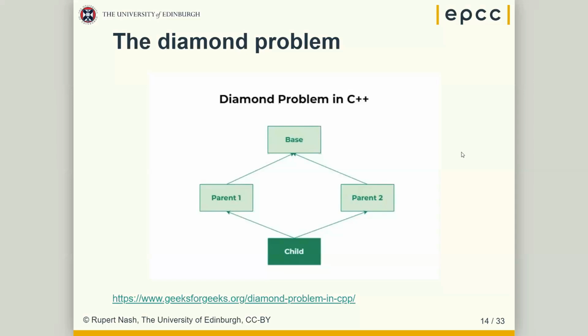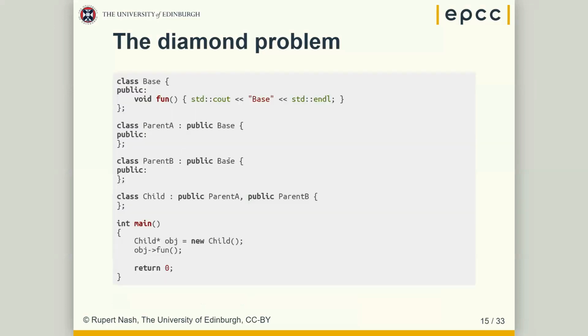So far what we've really looked at is this bottom part of the diamond, so a triangle. Parent 1 and parent 2, parent A, parent B, both inherited by the child. That's okay. But if they then have a common ancestor, there is a risk that they have the same functionality being brought to child from two locations. So here's the example for that. I now have a base class. It's got some function saying I'm the base class.